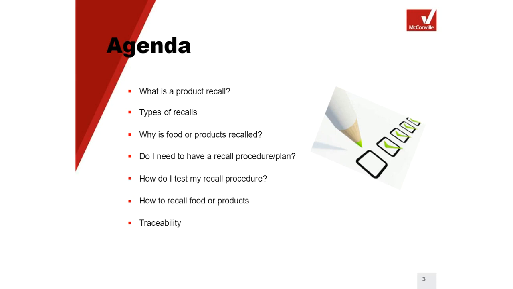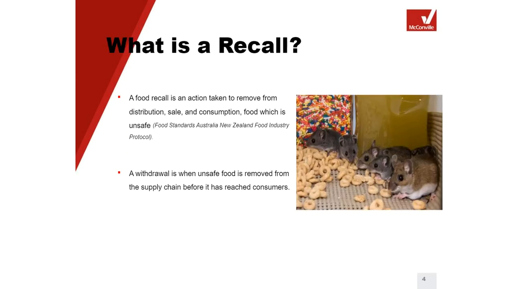Okay, so commonly there are two types of food recall. One is a trade level recall and one is a consumer level recall. Now I know that I do have there also a mandatory recall. However, these really aren't as common as what they used to be, and I'll talk about that just at the end of this slide. But depending on the extent of distribution of the food product, the recall initiated by the organisation will be one of these two levels.